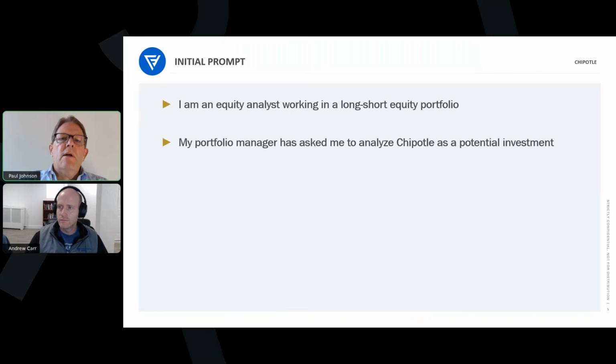I'm an equity analyst working in a long short equity portfolio. What we're finding out with AI is that setting up the persona of who you are, who they are going to imitate, is really important. In fact, we're finding out that that's one of the critical elements. As I study AI, and I'm certainly not an expert, although I'm trying to get up to speed quickly, the one thing that seems to be really important is you establish with the agent, doesn't matter if it's ChatGPT, Gemini, Claude, or any of these, this is essentially the role I'm playing. And then you want to say, what is the goal of the exercise? My portfolio manager has asked me to analyze Chipotle as a potential investment. That's all I wrote. And then I hit go.